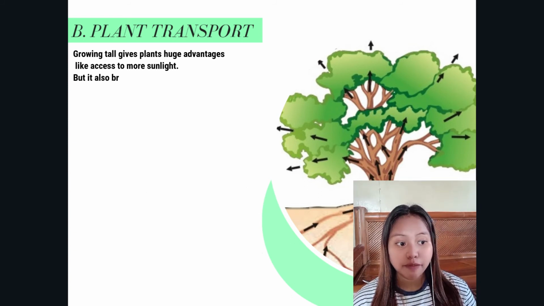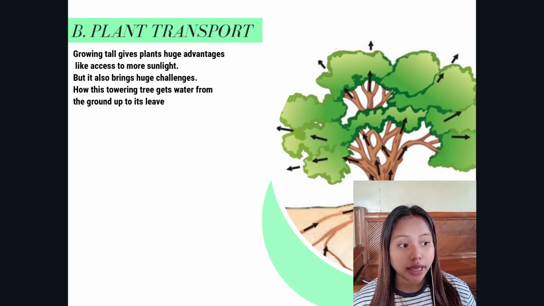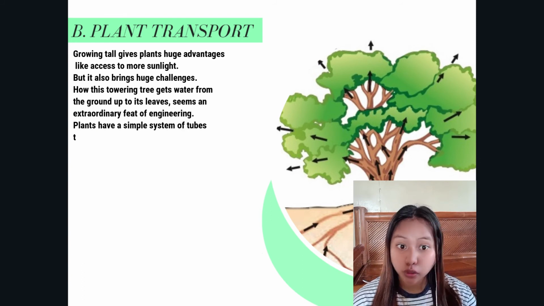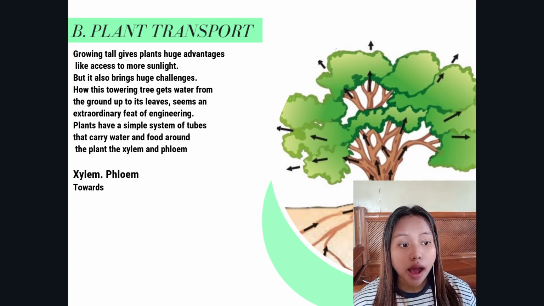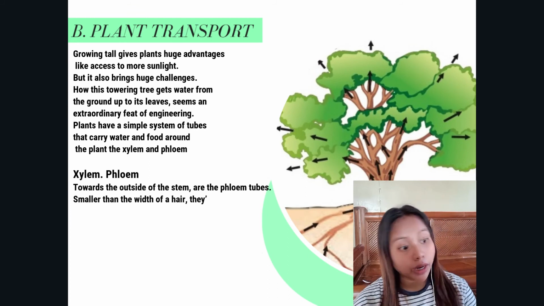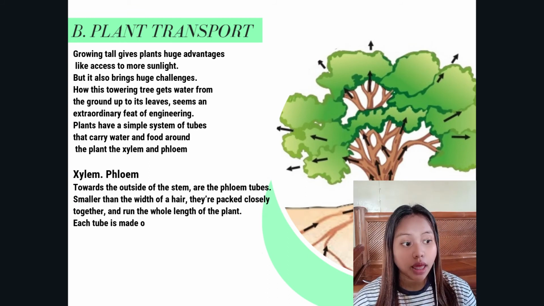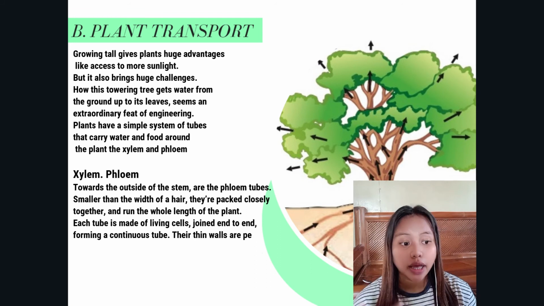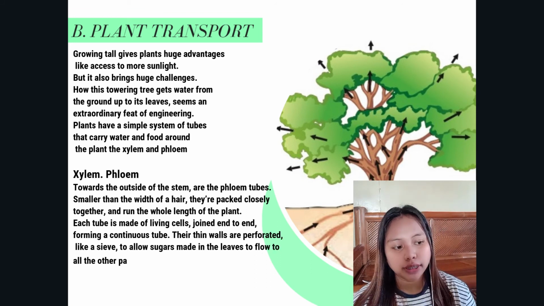Growing tall gives plants huge advantages, like access to more sunlight, but it also brings huge challenges. How this towering tree gets water from the ground up to its leaves seems an extraordinary feat of engineering. Plants have a simple system of tubes that carry water and food around the plant.